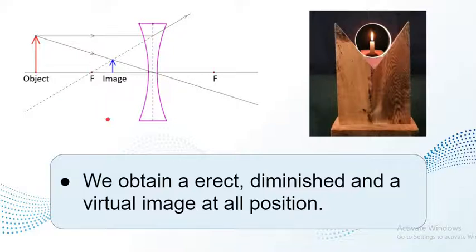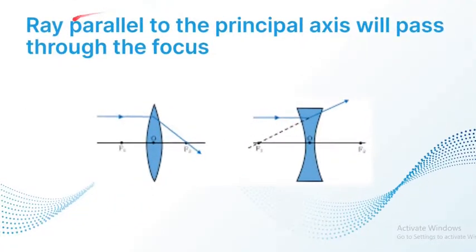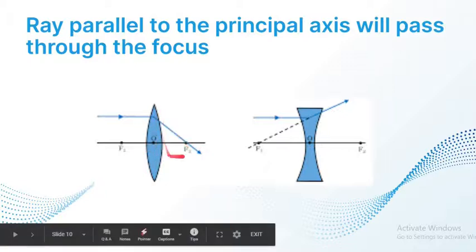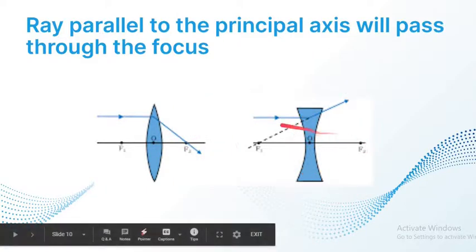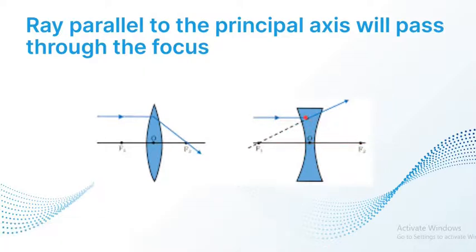There are 3 rules for image formation by the lens. Rule 1. For convex lens, a ray of light parallel to the principal axis will pass through the principal focus on the other side of the lens. For concave lens, a ray of light which is parallel to the principal axis appears to be coming from the principal focus.